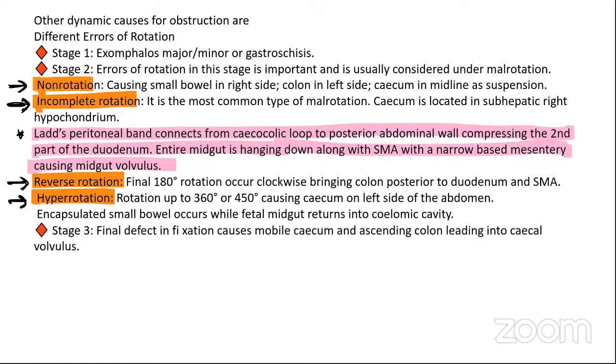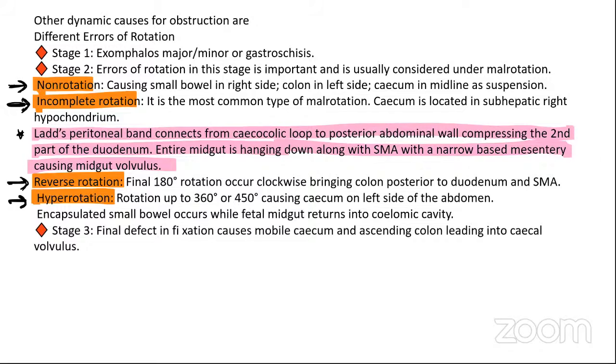In hyperrotation, rotation occurs up to 360 to 450 degrees, beyond the normal rotation. It will cause the cecum to go into the left side of the abdomen and encapsulate the small bowel. Encapsulation of the small bowel occurs while the fetal midgut returns to the coelomic cavity. This was about the malrotation.